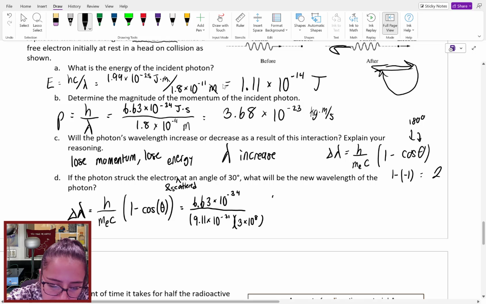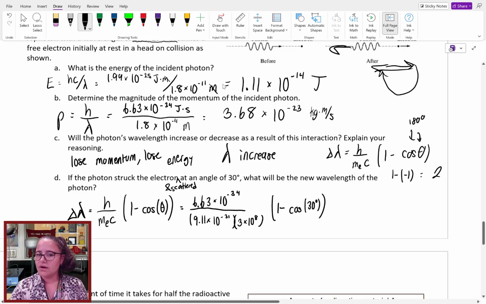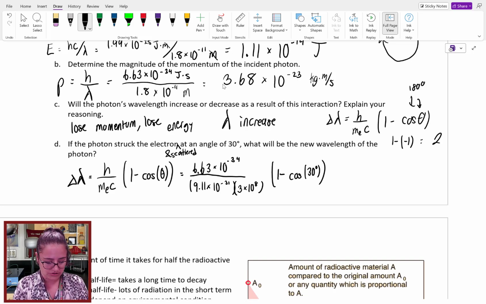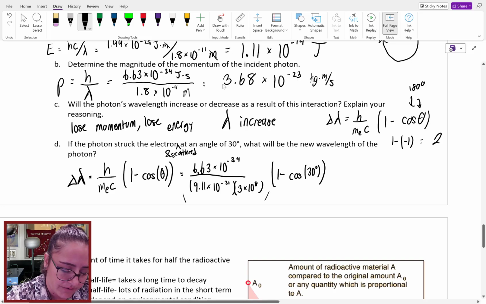Okay. Times 1 minus the cosine of 30 degrees. Okay, and I'm going to go ahead and do this in chunks so you guys can see a little bit of the scale of how this is going to happen. So we have 6.63 times 10 to the negative 34 divided by 9.11 times 10 to the negative 31 times 3 times 10 to the 8th. Okay, and that gives us a value of 2.42 times 10 to the negative 12.